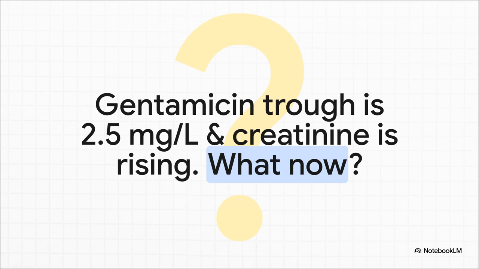As you're thinking about that, the lab calls. The gentamicin trough level is 2.5 milligrams per liter. Your target is less than 1.0. So what do you do right now?